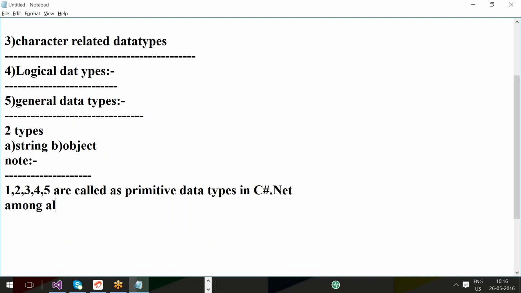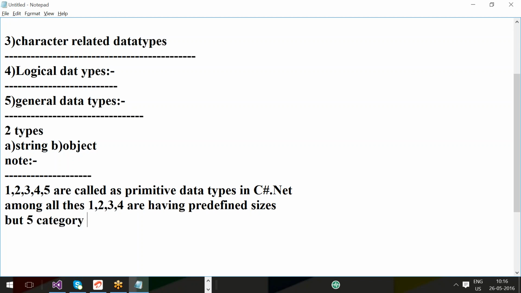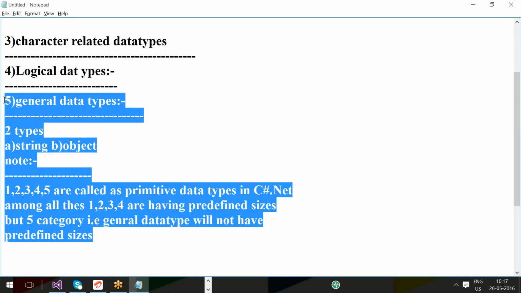But one important point is, among all these, categories 1, 2, 3, 4 have predefined sizes. But the fifth category, that is general data types, will not have predefined sizes. We don't have predefined sizes for general data types. General data types are nothing but string and object. Everybody go through it for 1 minute.